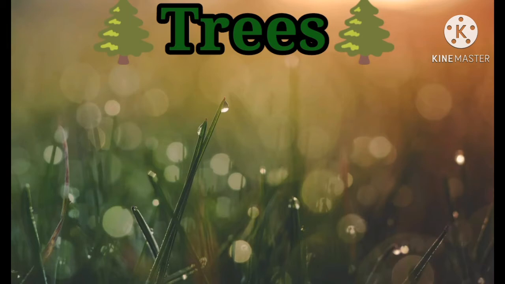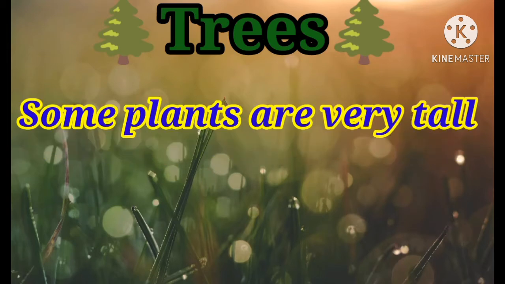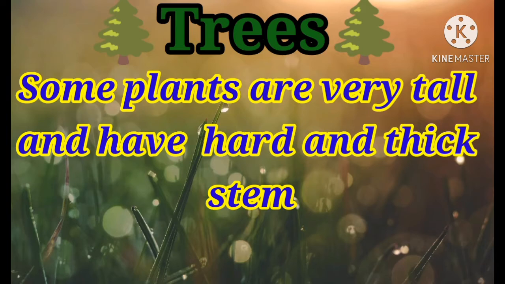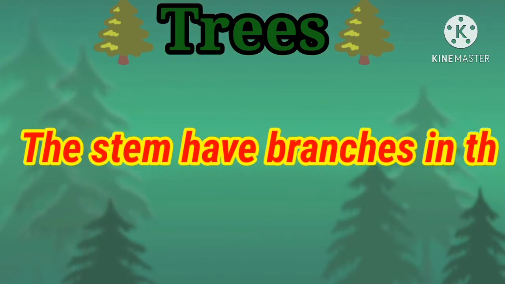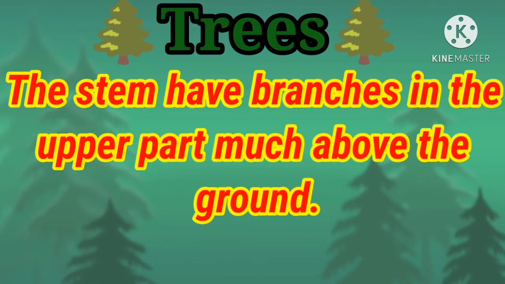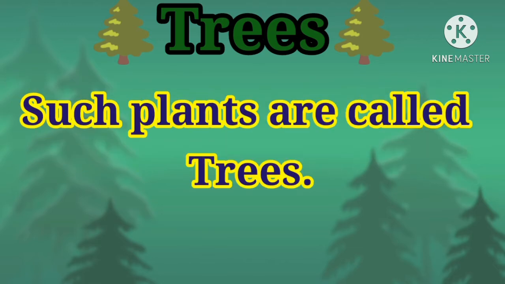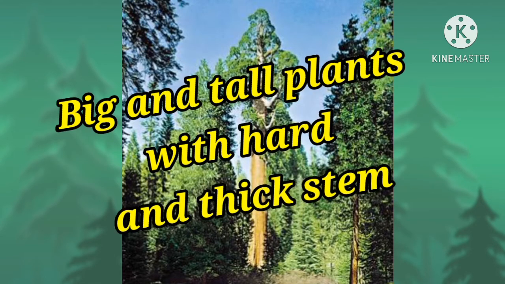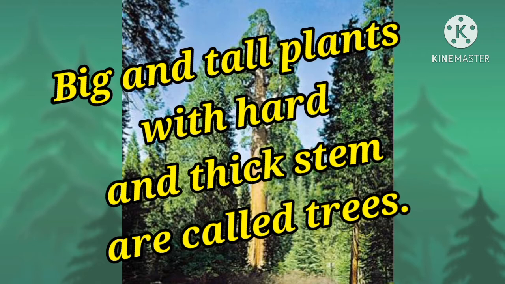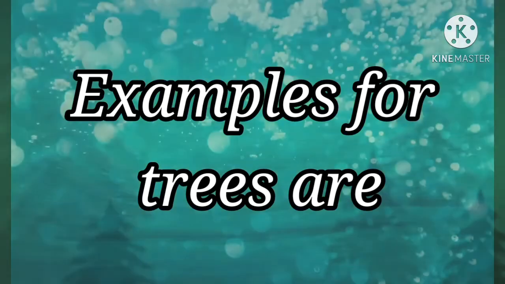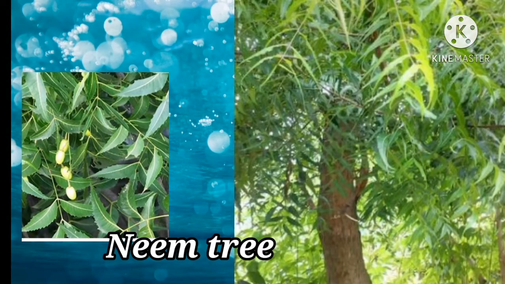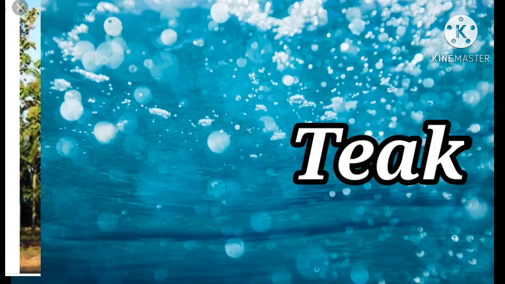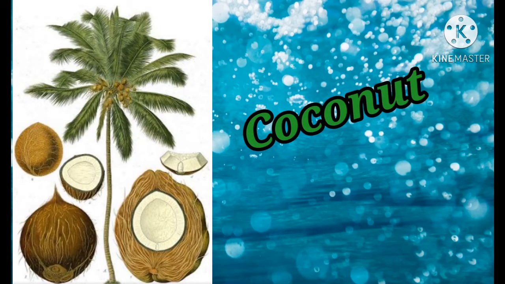Now, trees. Some plants are very tall and have hard and thick stem. The stem has branches in the upper part much above the ground. Such plants are called trees. So we can say big and tall plants with hard and thick stem are called trees. Examples for trees are mango, neem, banyan, teak, coconut, etc.